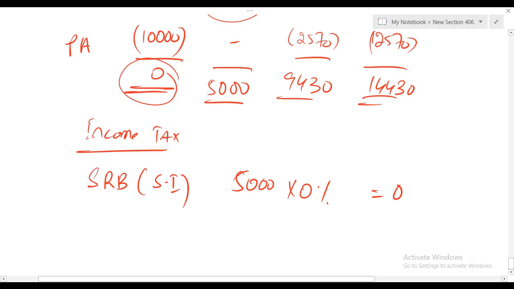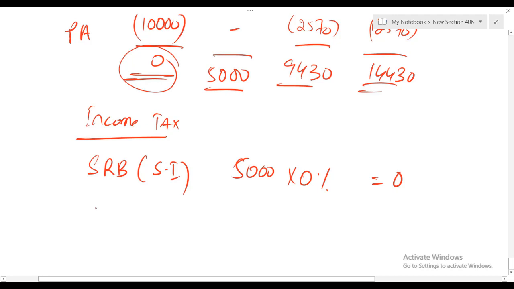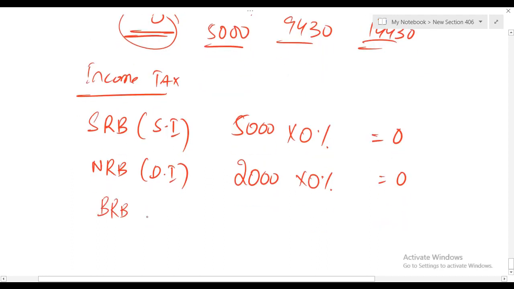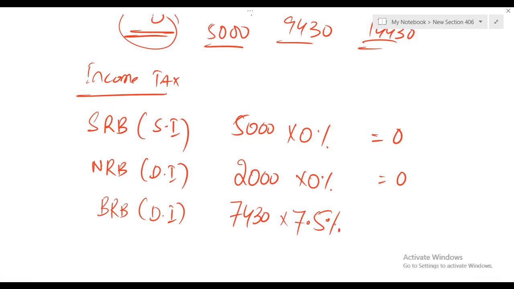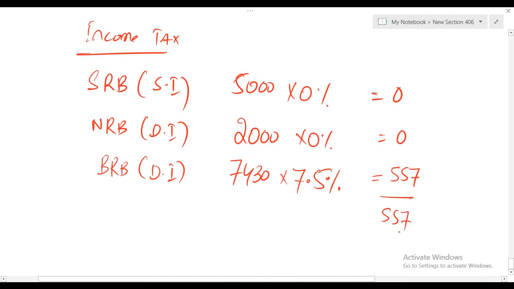Now I just need to tax dividend income of 9,430. And in case of dividend income, we all know that every individual gets a nil rate band of 2,000. So nil rate band dividend income 2,000 at 0% is obviously 0. Basic rate band dividend income: from 9,430, if I deduct 2,000, I get 7,430 at 7.5%, which is 557. This is your income tax liability. Your income tax liability is 557.